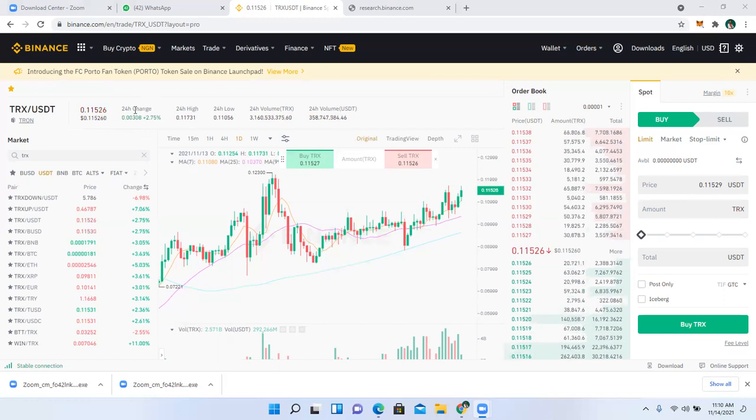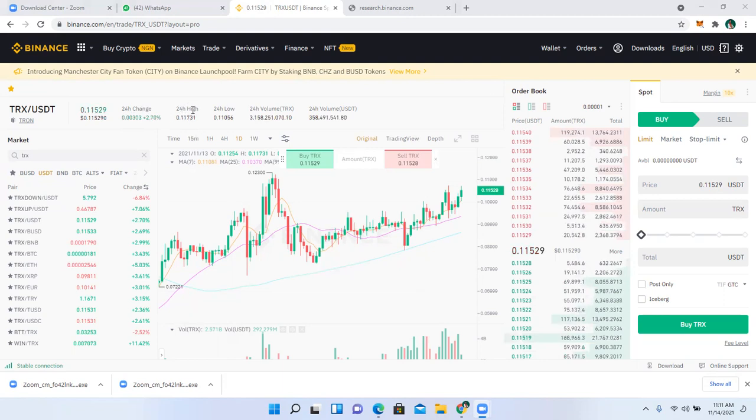Now this 24-hour change simply means what has happened to the Tron USDT pair over the past 24 hours. Here it shows that it has gone up by 2.64%. The Tron USDT pair has gone up by 2.66%. It's always changing with the market. The market is very fast, so it's always changing. So this is just what this means.